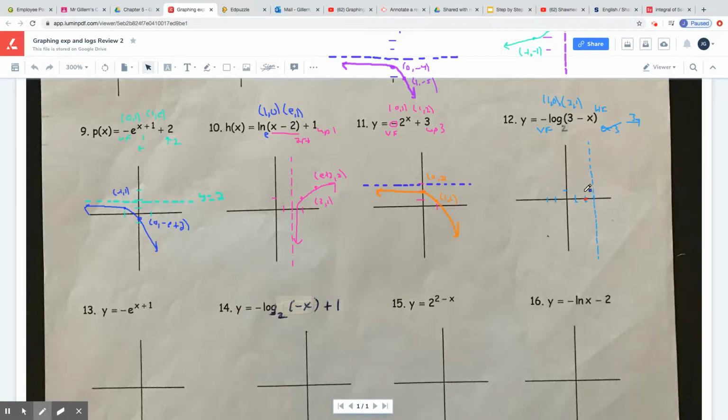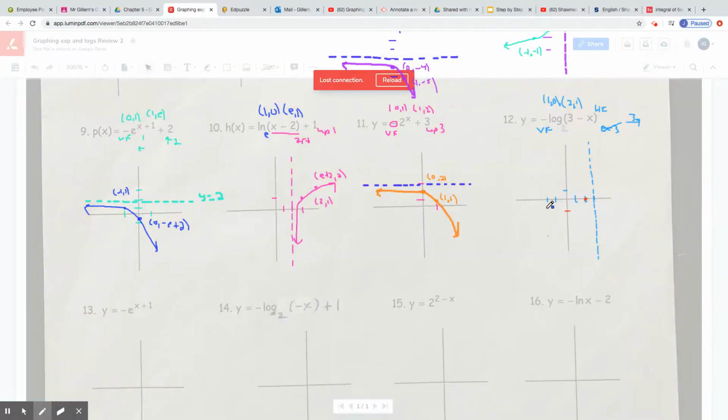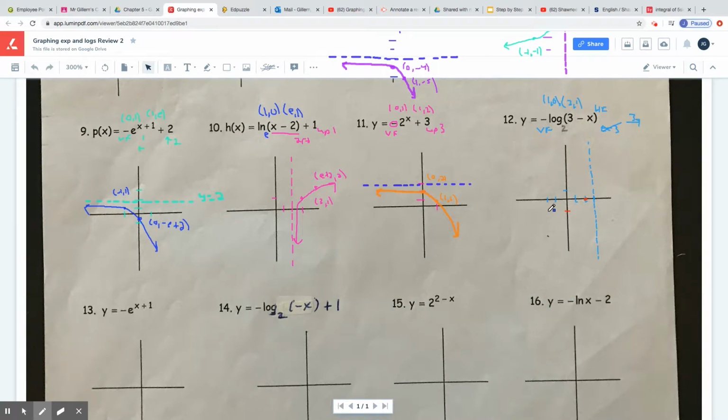2, 1 is here. Vertical flip puts me at 2, -1. Then I do a horizontal flip, and that puts me at -2, -1. And then to the right 3, oh, it's happening. Oh, it didn't happen. Good. -2, -1. And then I move to the right 3, and that puts me at 1, -1. And there is my graph. So this is at 2, 0, and this is at 1, -1.